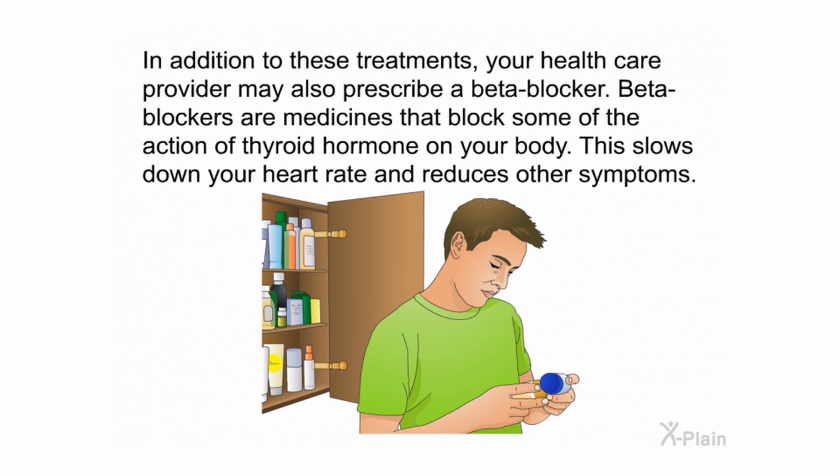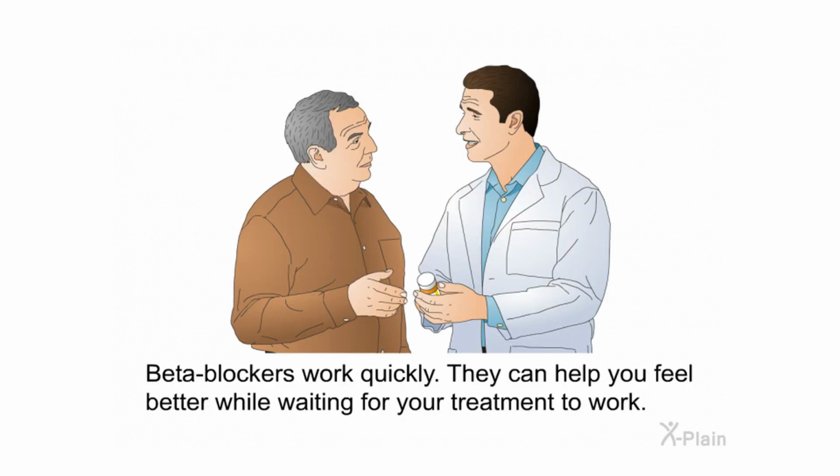Beta blockers are medicines that block some of the action of thyroid hormone on your body. This slows down your heart rate and reduces other symptoms. Beta blockers work quickly. They can help you feel better while waiting for your treatment to work.